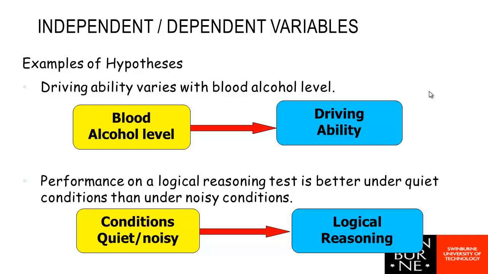I've got two examples here, and with each one you can see that I have one variable and then I have an arrow pointing towards another variable. With our first one, we're looking at driving ability, and we're interested to see in our experiment whether driving ability varies with blood alcohol level. So we can see that there's a very clear direction. Your driving ability isn't going to have any impact on your blood alcohol level, but there's a good chance that your blood alcohol level is going to have an impact on your driving ability. So in this case, our independent variable is our blood alcohol level, and our dependent variable is driving ability, because we're saying that the driving ability depends on the blood alcohol level.